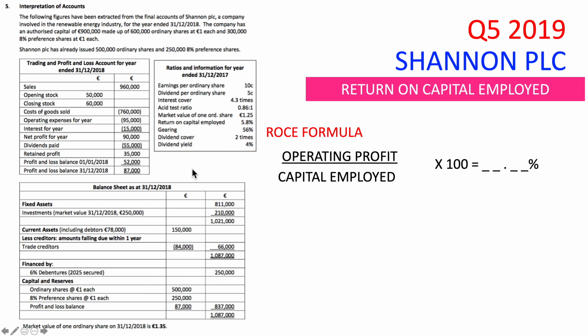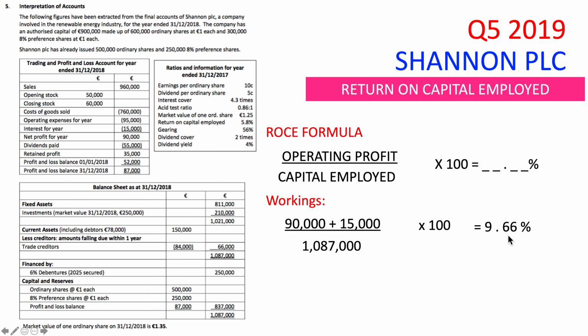Right, 2019 operating profit figure. Our formula is operating profit over capital employed multiplied by 100. So I go over here to my trading profit and loss, and I have net profit 90,000 plus 15,000. So that is 105,000, my operating profit, and that is over 1087. Multiply that by 100 and we get 9.66.